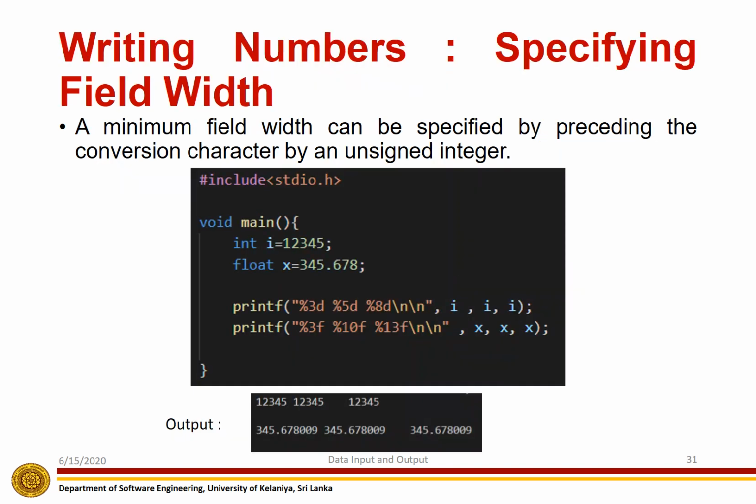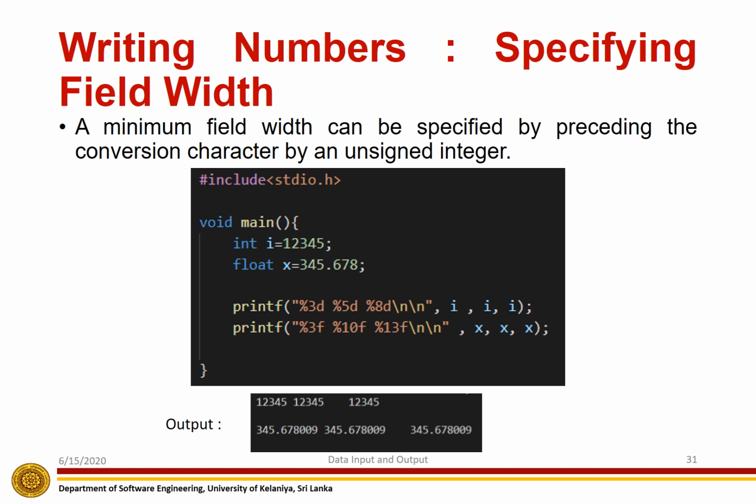And there are some more important additional features in the printf function also. We will discuss some of them. The first one is writing numbers with specifying the field width. A minimum field width can be specified by preceding the conversion character by an unsigned integer. If the number of characters in the corresponding data item is less than the specified field width, then the data item will be preceded by enough leading blank space to fill the specified field.